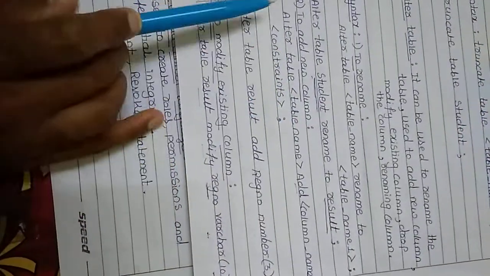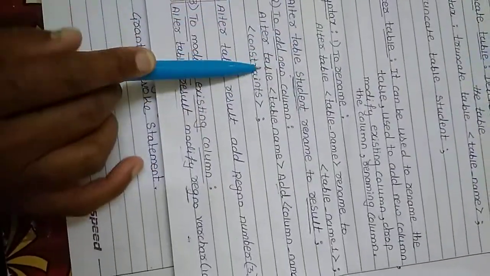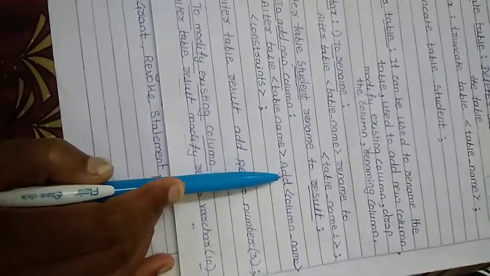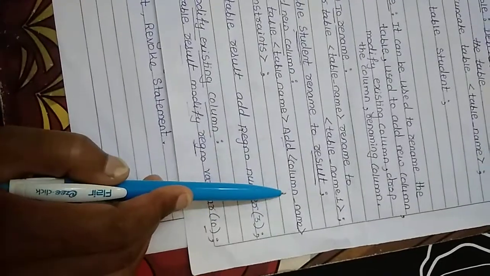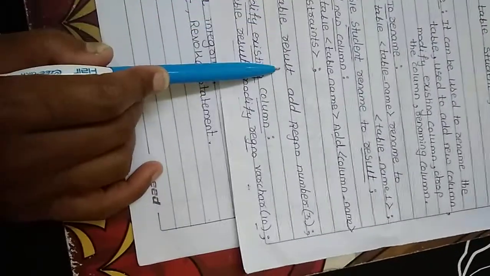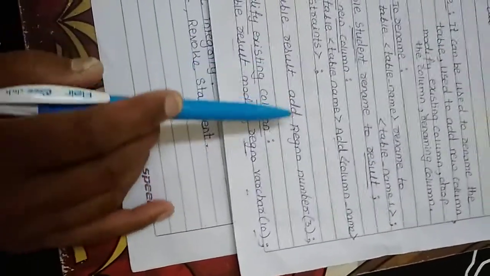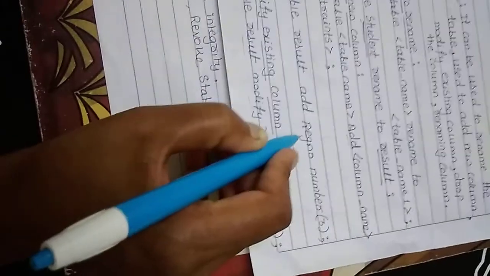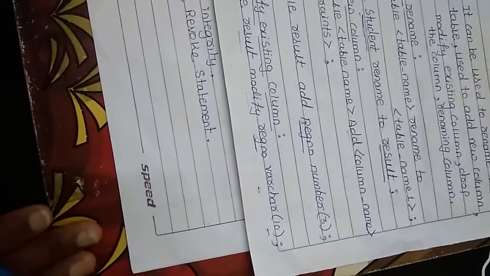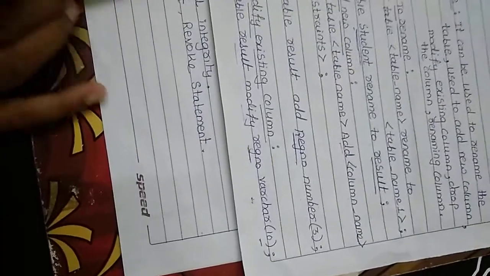Okay, then comes adding a new column. If you want to add a new column, you have to use alter table followed by the table name and use the keyword add. After that, whatever column you want to add, give the column name followed by its constraints. Like here I am taking alter table result. Result is my table name, and I wanted to add a column called register number, whose data type is number, or numeric.